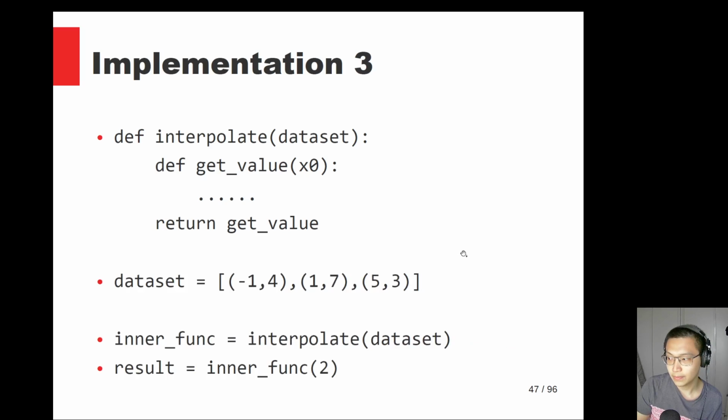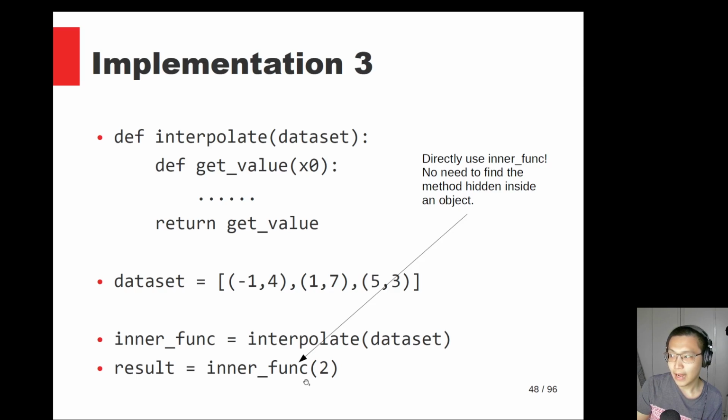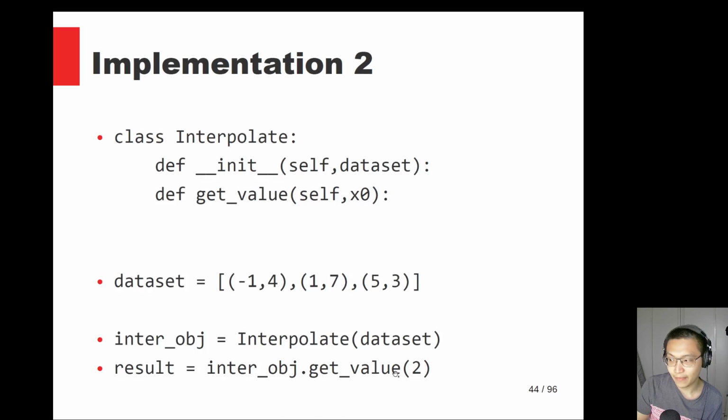Also, let's say that the code looks like this. I interpolate this data set, so I have an inner function created. And then I call this inner function at 2. Notice that I can directly use the inner function. I don't need to find the method that is hidden inside an object. Previously, when I wanted to use the get value function, get value was a method hidden inside the interpolation object. The get value function in the object-oriented style is hidden inside the interpolation object.